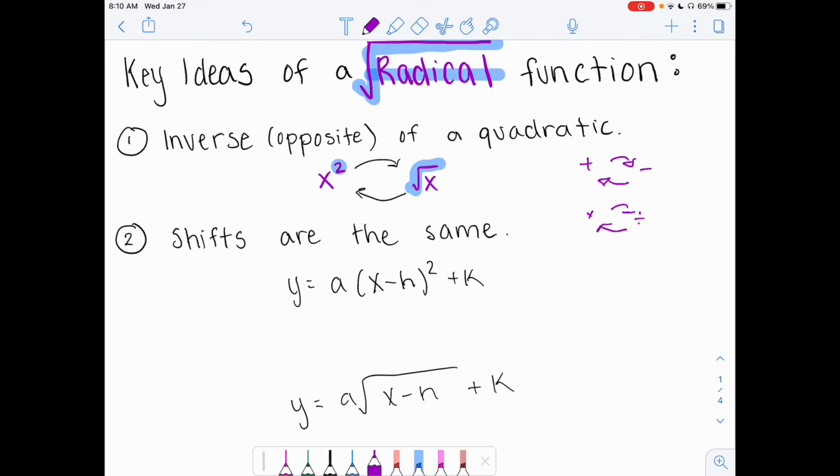The shifts are also the same. In vertex form of a quadratic, the a value controls whether it's reflected or not. The same thing is true for the radical function. This h controls if we shift left or right, and our k value controls our shifts up or down.